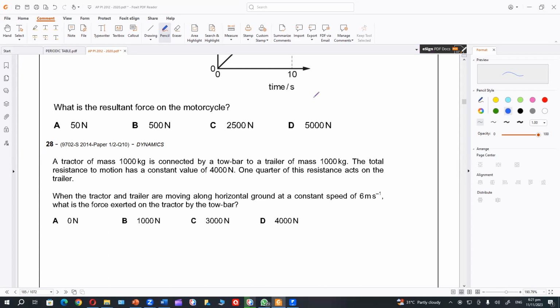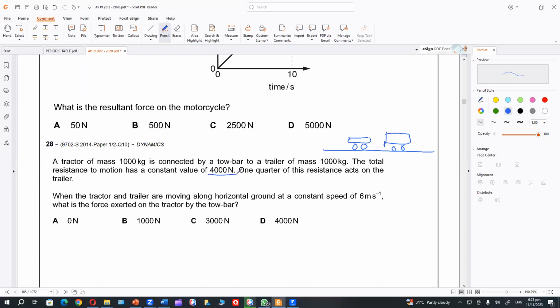So a tractor of mass 1000 kg is connected by a tow bar to a trailer of mass 1000 kg. The total resistance to motion has a constant value of 4000 Newton. So I have a trailer and I have a tractor. 1/4 of this resistance acts on the trailer.